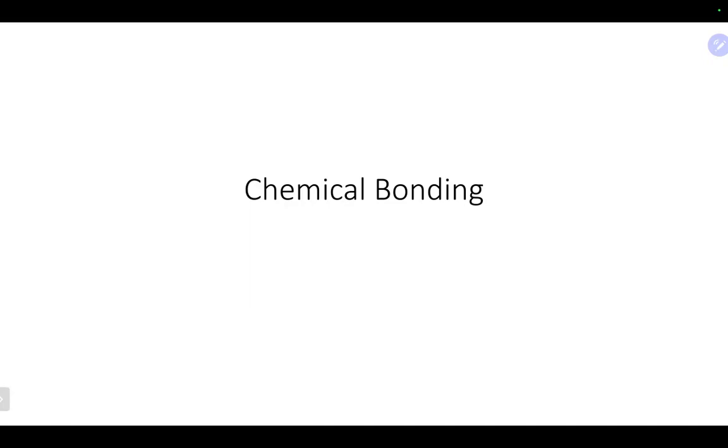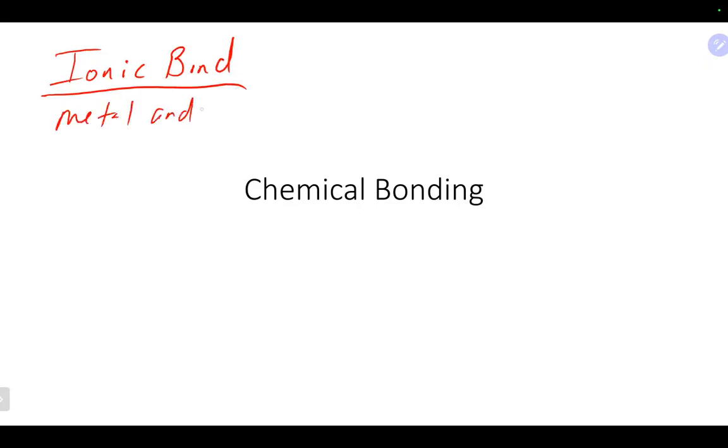So we're going to talk about chemical bonding in this chapter, and there's really kind of 2 types of bonding that we come across, and it is really these 2 types. It is an ionic bond, and in an ionic bond, it is always between a metal and a non-metal.